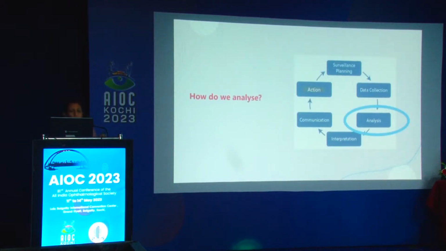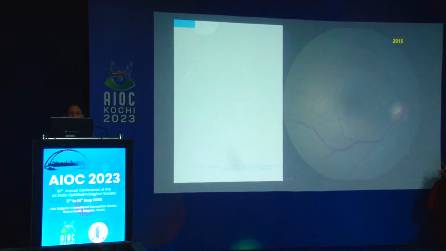Okay. So, how do we analyze? We have collected data. I have told you how often to collect the data. How do we analyze? The analysis can be either manual or with statistical support, and in most cases, we use both. The simplest method of detecting disc change is serially examining photographs.